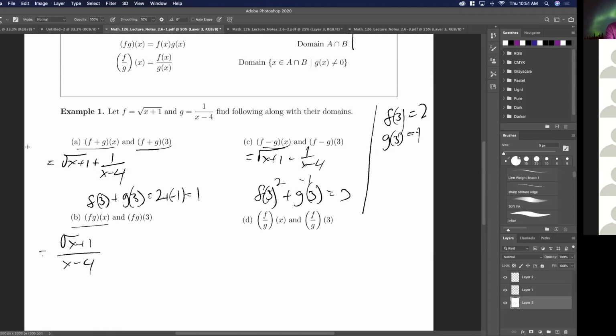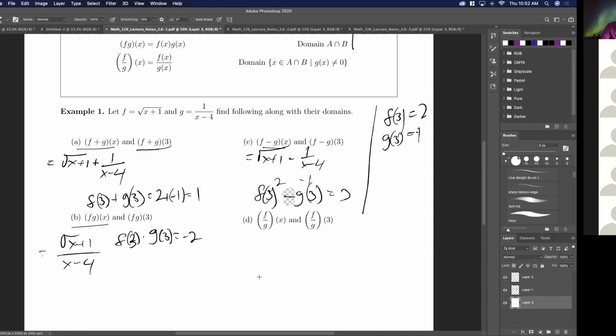Oops, there's my eraser. That's fine. That's legitimately fine. So 2 minus negative 1 gives me 3. Here I'll have f of 3 times g of 3, which is equal to 2 times negative 1, which equals negative 2.